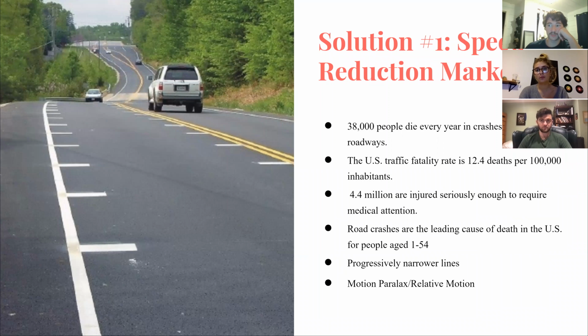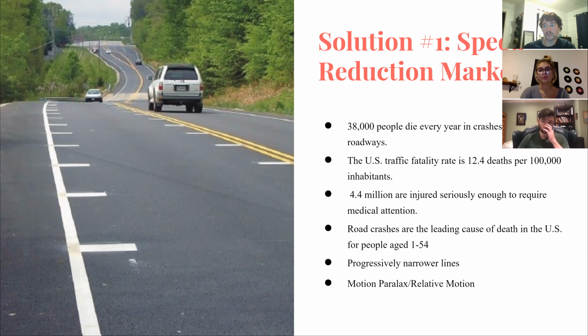Our first solution is speed reduction markers, as I said earlier. These stripes are used before a tight turn in the road in hopes of getting drivers to slow down before the curve begins, because when successful, it helps reduce car accidents and increase safety. The lines are placed perpendicular to the road much before the curve actually begins, and the lines become progressively closer to one another as the car gets closer and closer to the turn.